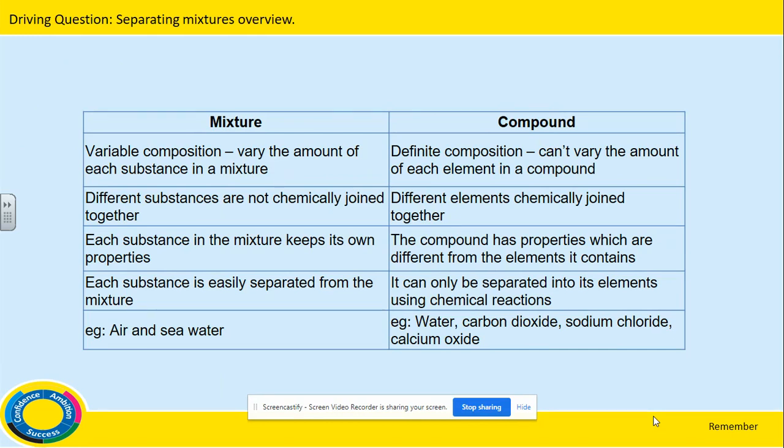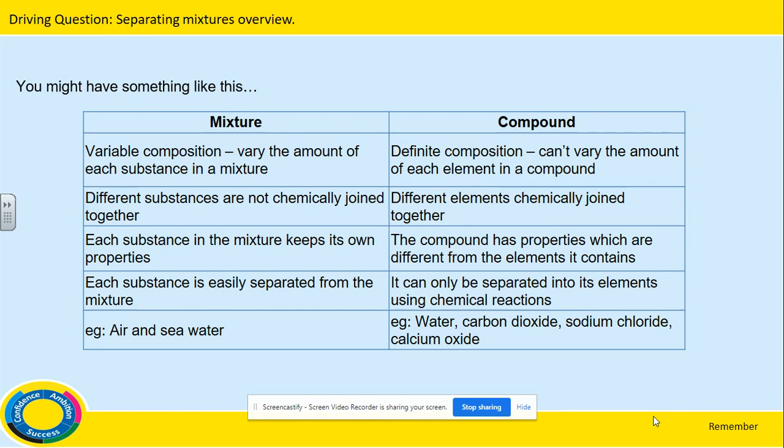Now, a comparison between mixtures and compounds. This is a yellow slide, and I would appreciate it if you would pause the video, take a minute or two, and read these for yourselves. Comparison between mixtures and compounds. In mixtures, variable composition. You can vary the amount of each substance in a mixture. So the components in a mixture might vary in composition.